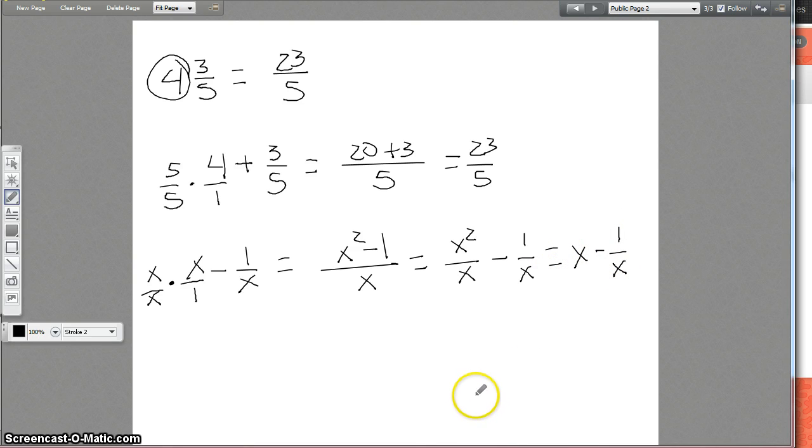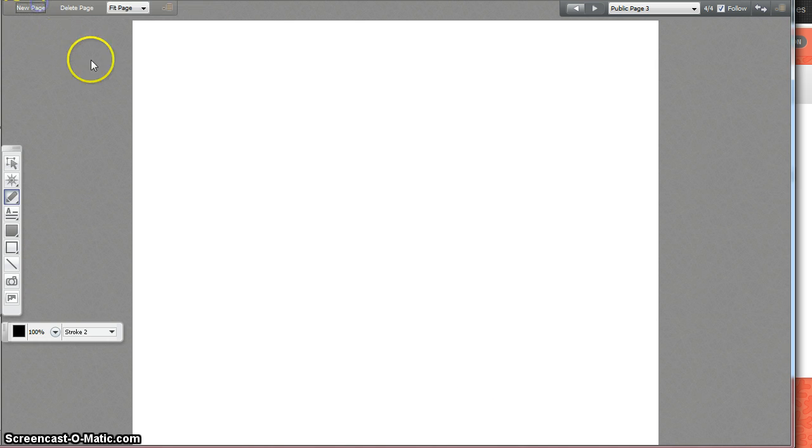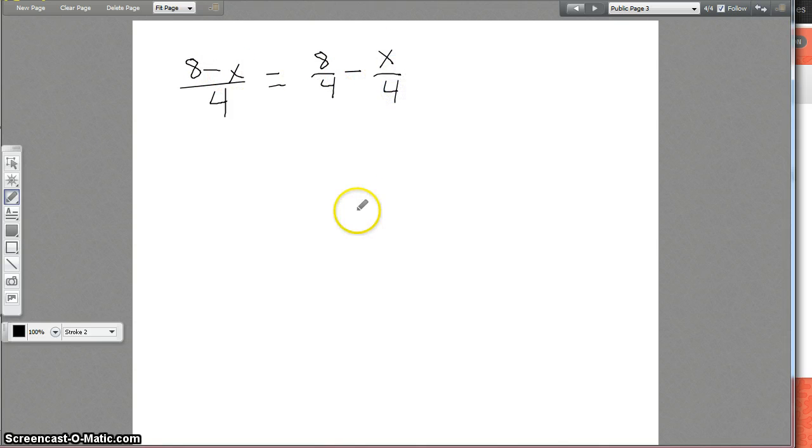So you can combine two fractions to make one, or you can break one fraction up to make two or more. So let's do one more of these. Let's do 8 minus x over 4. And we're going to write this as the difference of an integer and a fraction. So what we can do is take every term that's on the top and write it as a new fraction over the denominator. So our first term is 8, and we're going to divide that by 4, minus, and then our next term is x, and we're going to divide that by 4.